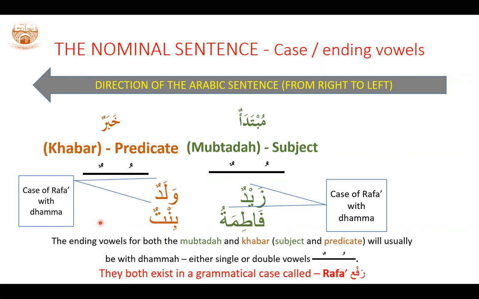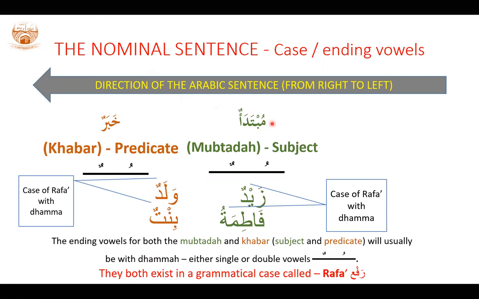Then we mentioned the different cases that exist for the subject and the predicate. We said that both the subject, which is the mubtada, and the predicate, the khabar, exist in a case called rafa, and rafa usually will take a dhamma. Now, we will see later down the road in our studies that there are different types of nouns, and depending upon the type of noun, the different cases may take a little different voweling or different letters. But at this introductory stage, let's go with the easy thing, that it will take dhamma, so you can relate to it at least. When those irregularities come about, then inshallah we will identify them. So we see that they exist in the case of rafa.